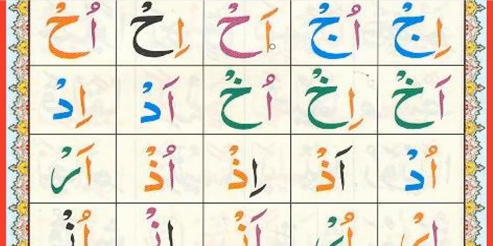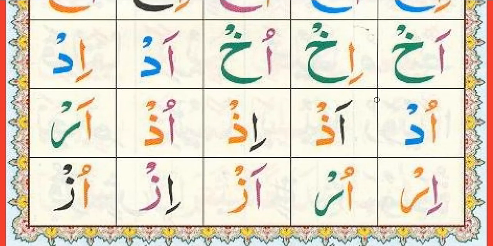Hamza ha zabar ah. Hamza ha zir ih. Hamza ha pesh uh. Ah, ih, uh. Hamza kha zabar akh. Hamza kha zir ikh. Hamza kha pesh ukh. Akh. Ikh. Ukh.